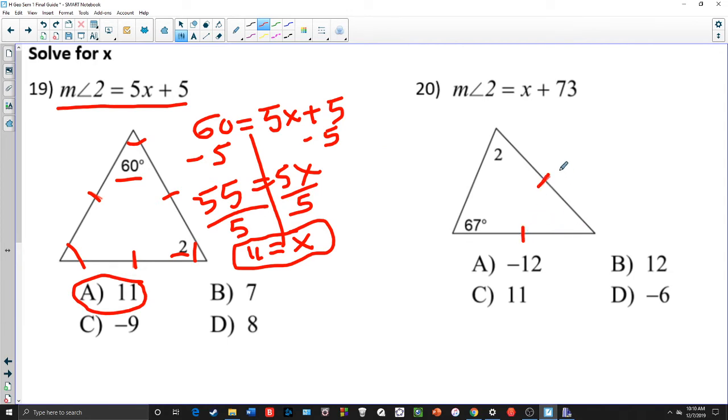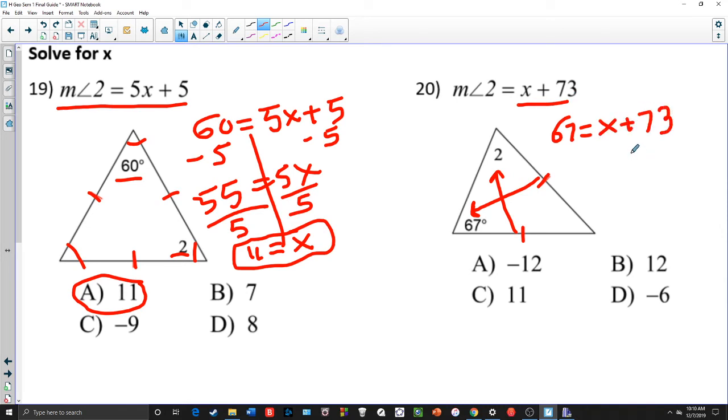Well, if you have 2 sides equal, that means the angles opposite them, so this angle here, you can draw your arrows to help you out, this angle and this angle, those 2 are going to be equal. This third one's not going to be equal to the other 2. But these 2 angles are definitely going to be equal. So 67 is going to be equal to angle 2, which is x plus 73.